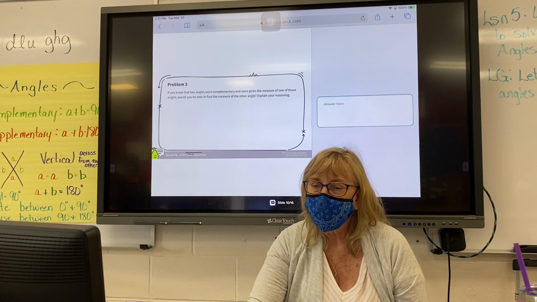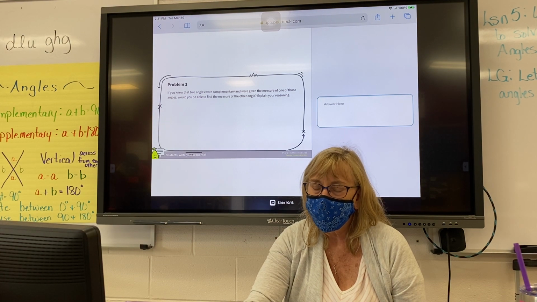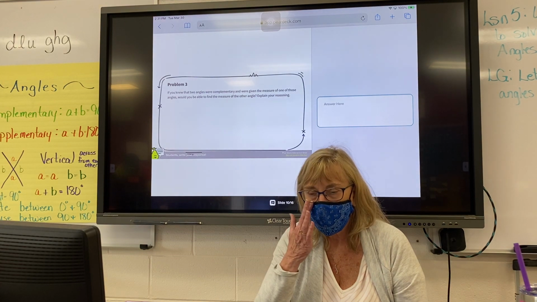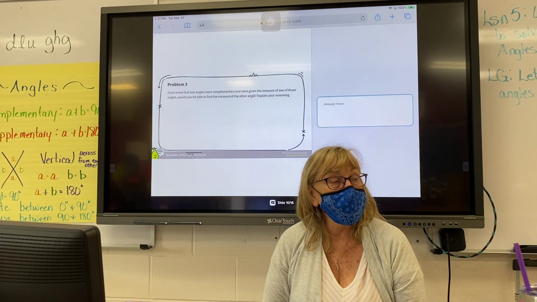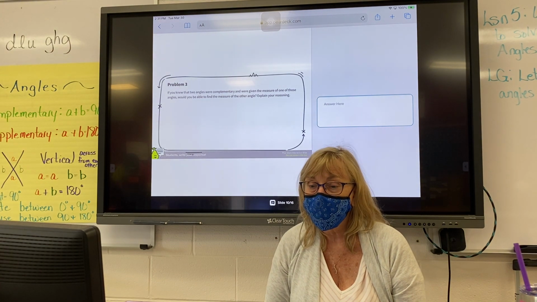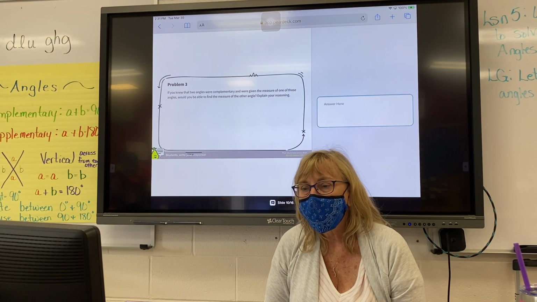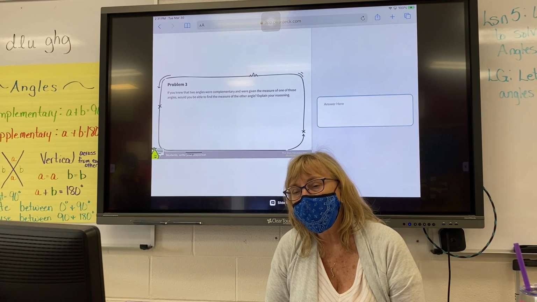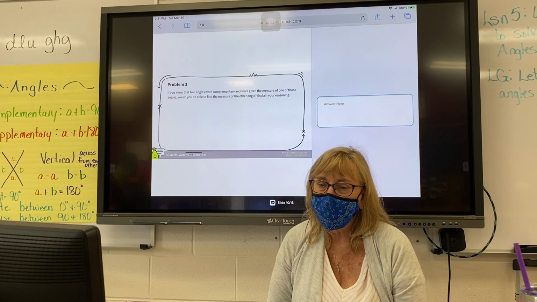Okay, Josiah, what do we know about complementary angles? A plus B equals 90. So if we know A, we could do 90 minus A equals B. Subtract the known angle from 90 to find the measure of the other one. Very good.